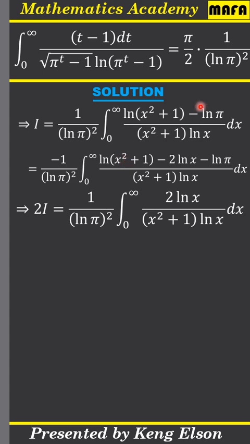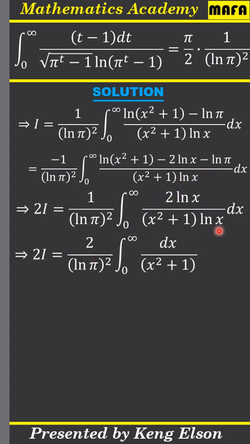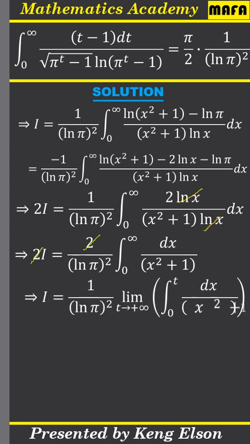It vanishes to 0. Now negative ln pi minus negative ln pi is 0, because you're subtracting the same quantity from itself. So ln x minus negative 2 ln x gives us positive 2 ln x. Now you can send the 2 out of the integral because it is a constant, and then you also realize that there is a common factor in the numerator and the denominator, which is ln x. So at the end of the day, the 2 on the left hand side cancels with the 2 on the right hand side, and you're going to have here 1 over ln pi all squared.